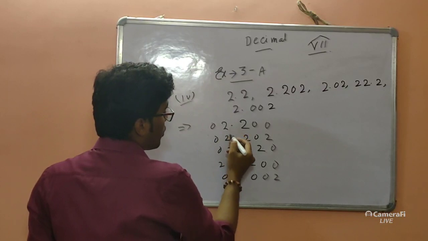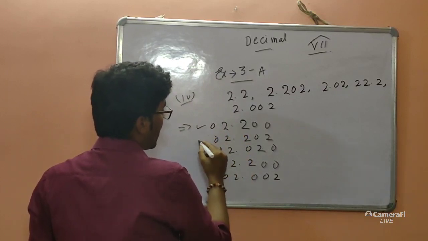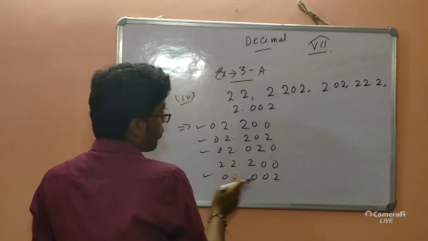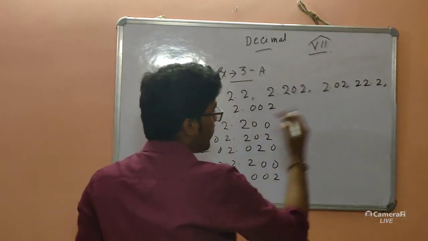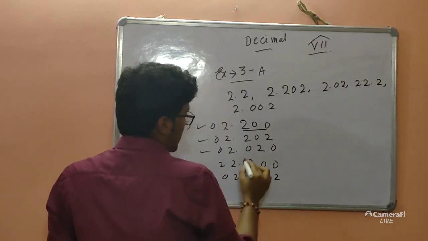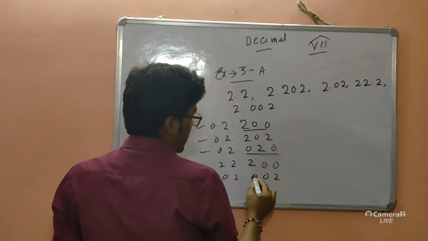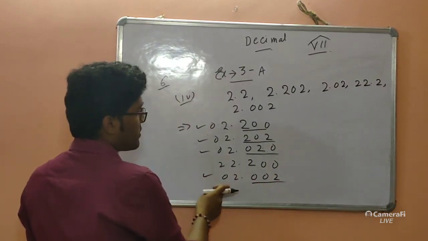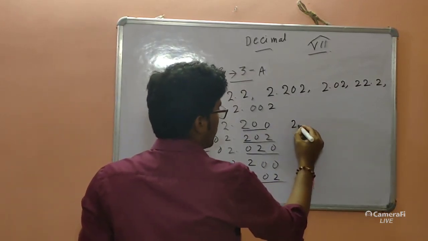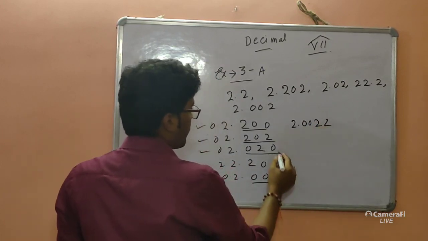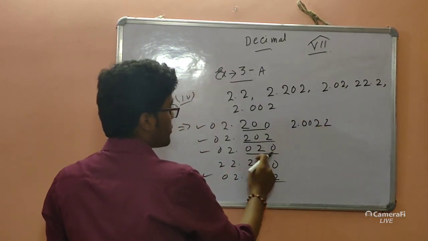Now we compare. See, 02, 02, 02 and 02, so we compare this and this. Now each of them has the whole number part same, so now we look into the decimal part. Here it is 200, 020, then we have 202 and here 002. Which is less? Obviously this is less, so we give 2.002 less.